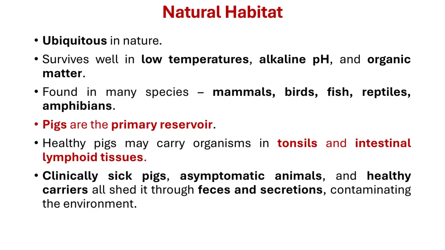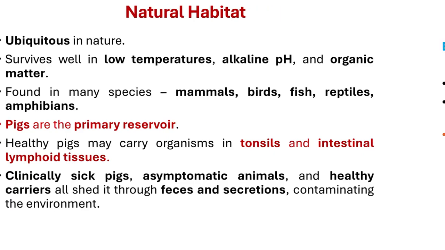Regarding habitat, Erysipelothrix rhusiopathiae is widely present in nature. It survives well in low temperatures, alkaline environments, and organic matter. It can be isolated from many animal species, but pigs serve as the primary reservoir. Healthy pigs may carry the bacteria in their tonsils and intestinal lymphoid tissues. Both sick and healthy animals can shed the organism through feces and secretions, creating a major source of environmental contamination. This makes control and hygiene very important in preventing the spread of infection.